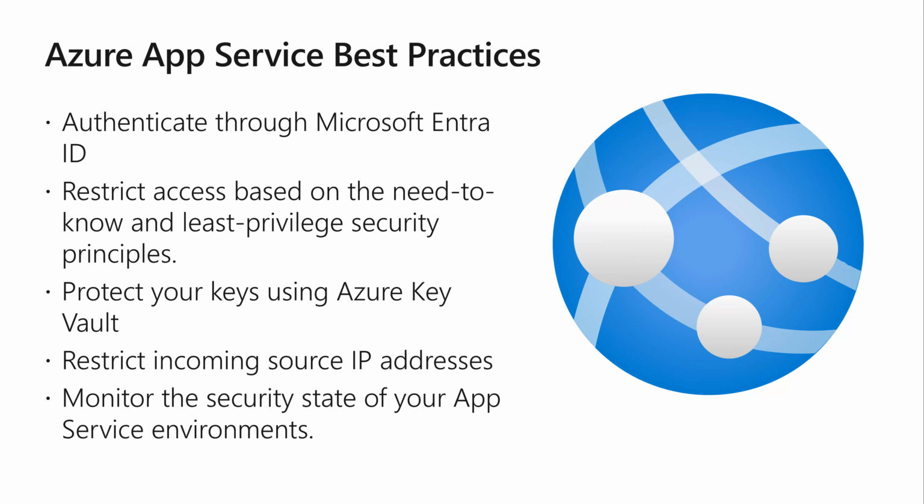You could also restrict incoming source IP addresses, because sometimes this app is only accessible through your on-prem system. So you can restrict the IP addresses or the range a little bit, and monitor. Monitor the security of your app service environments. That's always a great point.